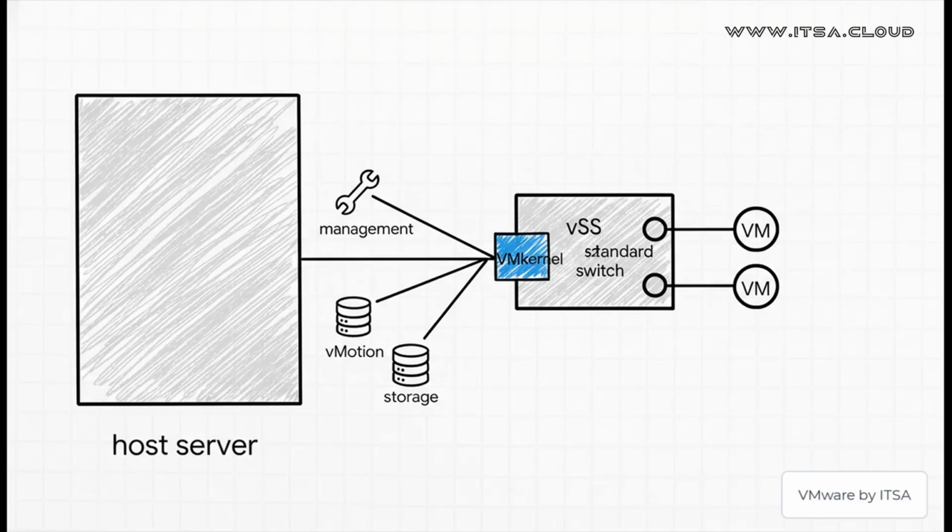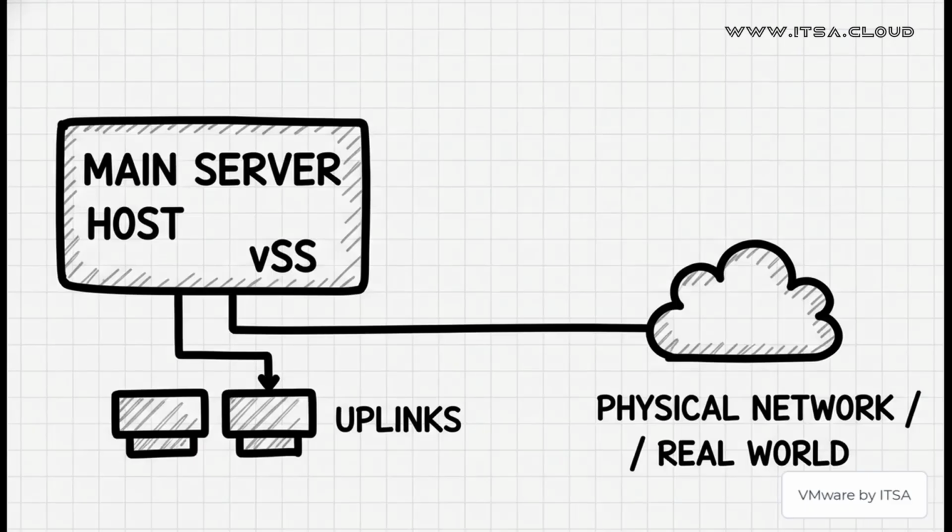But hold on, it's not just the virtual machines that need to get online. The host server itself, the ESXi host, needs network access for its own really critical jobs. These special connections are called VMkernel ports, and they're used for stuff like managing the host remotely, moving a running VM to another server with vMotion, or connecting to network storage. Super important stuff.